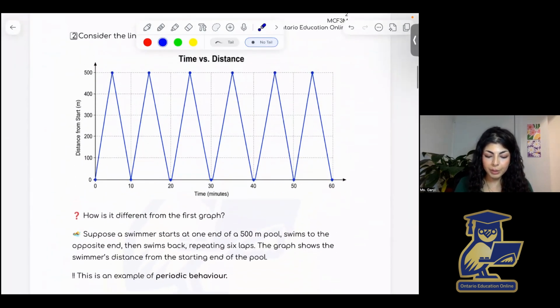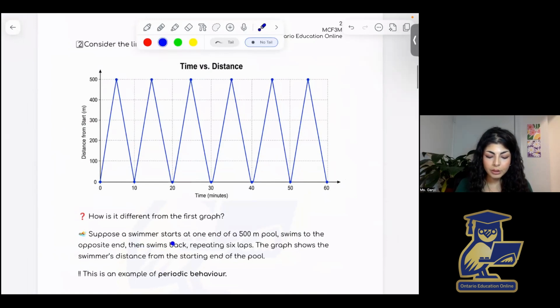So how can we interpret this one? Suppose a swimmer starts at one end of a 500-meter pool and swims to the opposite end. So here's where he's starting, goes to this end, and then swims back. So we're back at that point, and they repeat 6 laps. So this is lap 2, lap 3, lap 4, lap 5, and finally lap 6. And this graph shows the swimmer's distance from the starting end of the pool, so wherever they started from. So they go 500 meters away to the other end and then come back to where they started from.